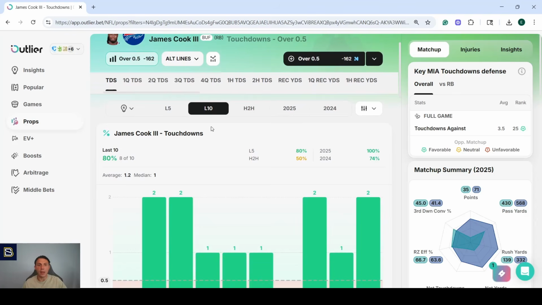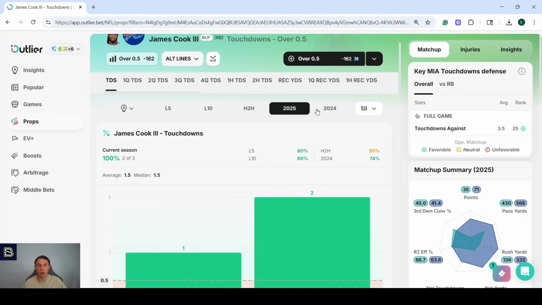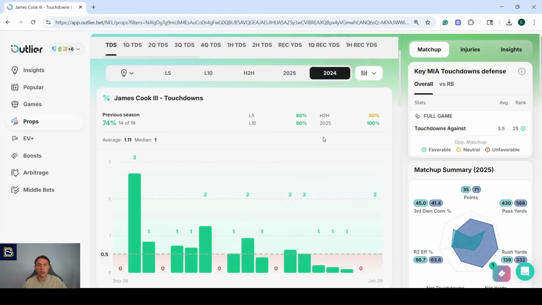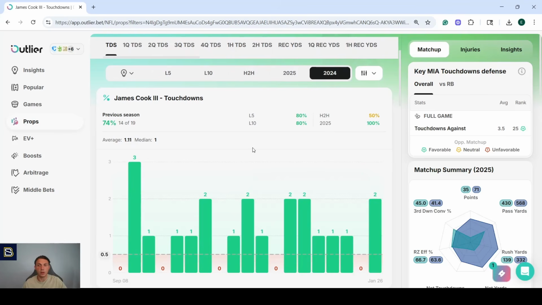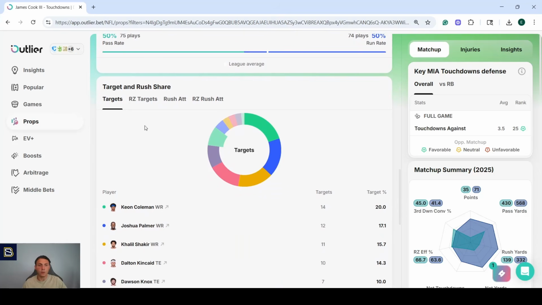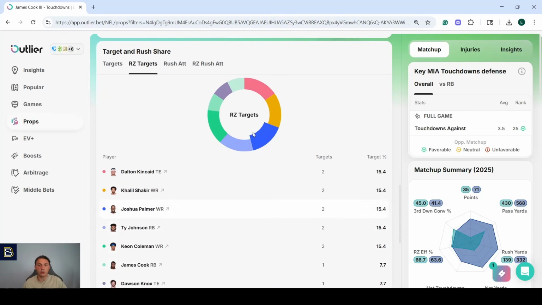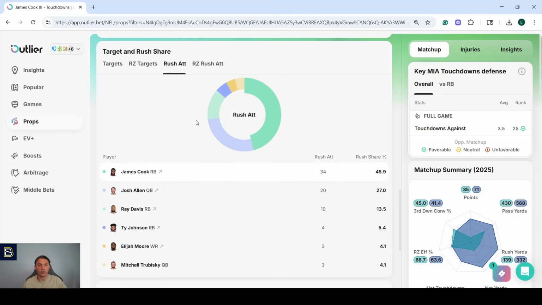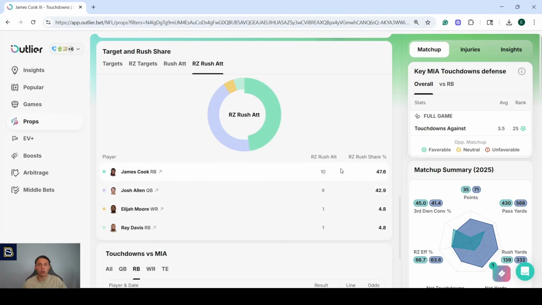First and foremost, they have past data for how the player performed this current season as well as last year, so you can see what this player has done. Also, they have advanced data, for example, for touchdowns. That's very important, for target information, red zone targets, of course, that's within the 20-yard line. That's very important for scoring touchdowns. Rush attempts, in this case, James Cook being a running back, very important, as well as red zone rush attempts to see how much of a rush share percentage a player has when they're within the 20-yard line.